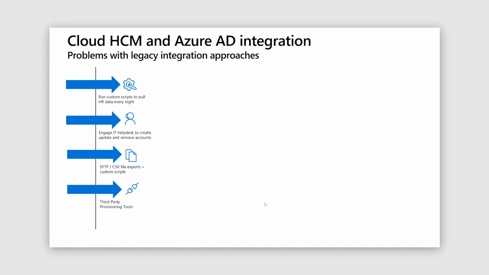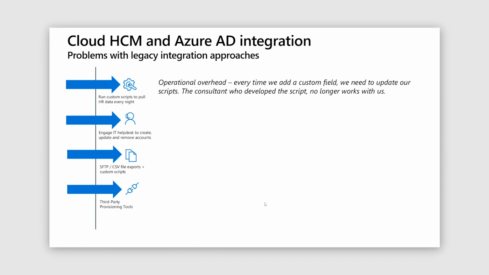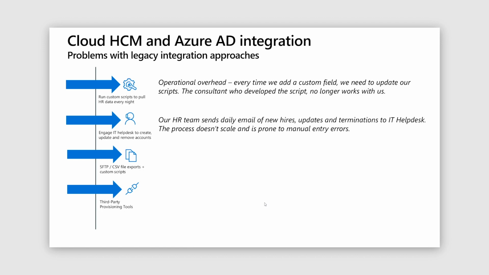In terms of running custom scripts to pull HR data, we've heard customers say that there's an operational overhead to this, especially when you add a new custom field in HR, then you need to update each script. The consultant who developed the script no longer works with us. So how do we update those scripts? Then with regards to the second approach of IT help desk, this process doesn't scale and is prone to manual errors.